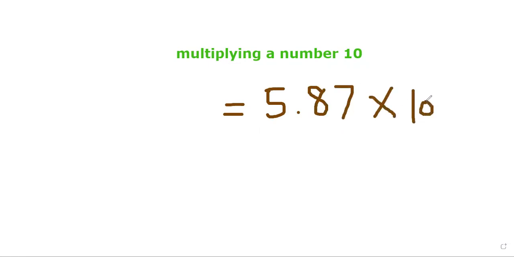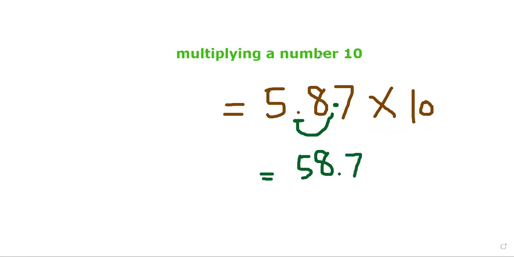Whenever you multiply any number with 10, what you actually need to do is just move the decimal one place to the right side. Now our decimal is between 5 and 8. So the method is that we just need to move the decimal one place to the right side when you multiply it with 10. So now it's going to be here. So our answer will be 58.7. So this is how you can multiply any number with 10.